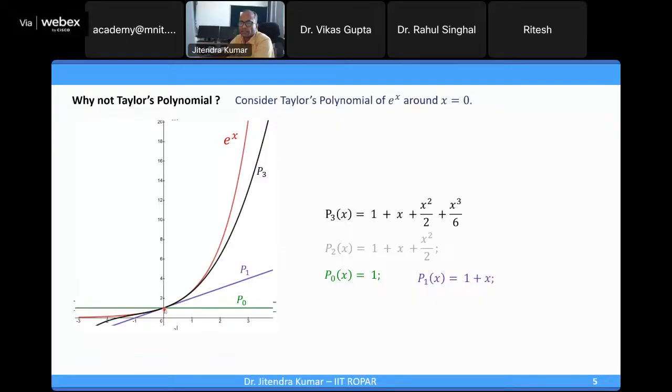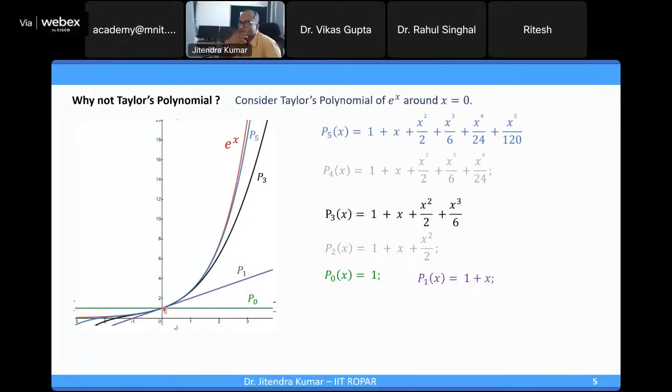point of expansion. So here the issue is that the accuracy of these polynomials, even if I go with the higher, for example, the fifth order polynomial, the accuracy is concentrated around this x equal to 0, which was chosen for this expansion. So that is one point.